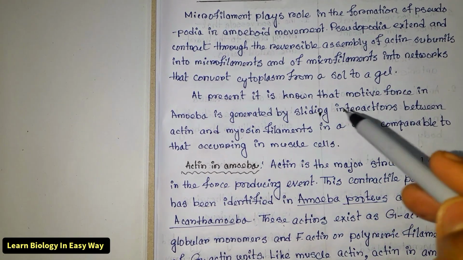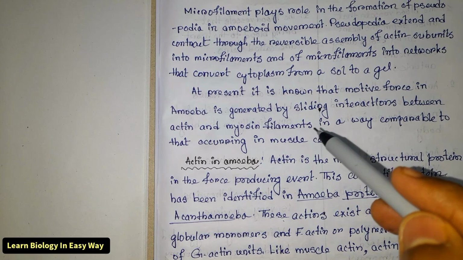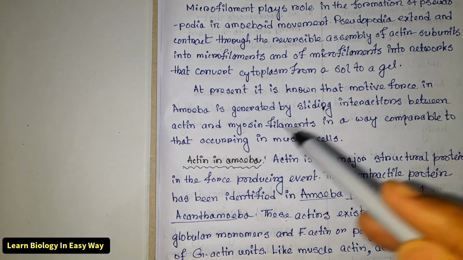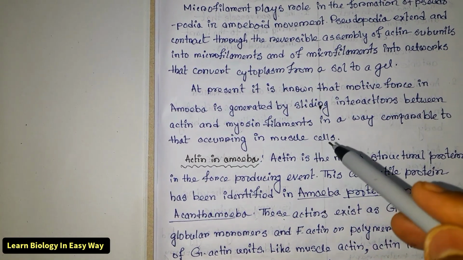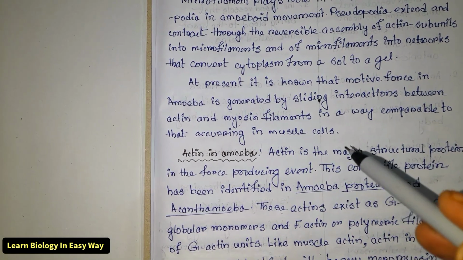At present, it is known that motive force in amoeba is generated by sliding interactions between actin and myosin filaments in a way comparable to that occurring in muscle cells.